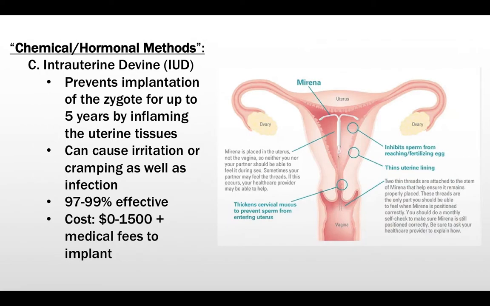Lastly, in the chemical hormonal category is an IUD. This is a relatively new one that prevents implantation for up to 5 years. It will inflame the uterine tissues, preventing them from getting thick enough to host a fertilized egg. Unfortunately, it can cause irritation and cramping, and a lot of women have them inserted and then quickly removed. But if you're someone who can't remember to take the pill at the same time every day, or don't want to, an IUD is as effective as the pill, though it can be pretty costly at $0 to $1,500, again, depending on your insurance.